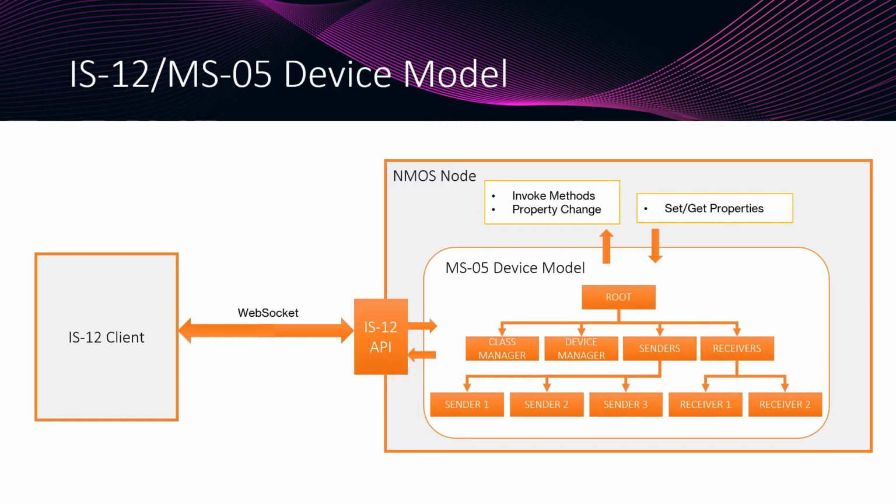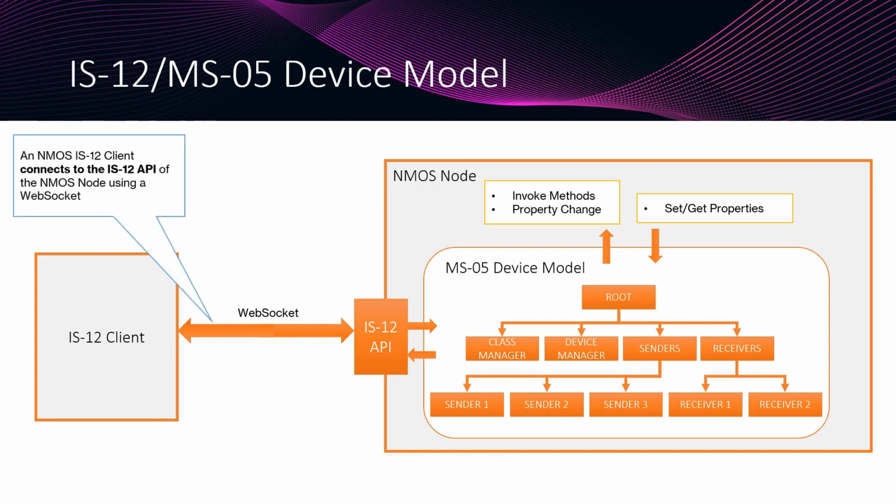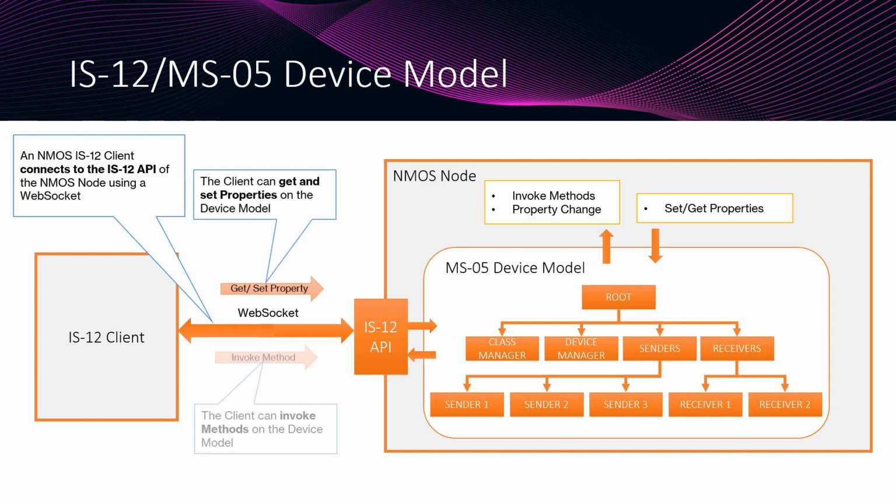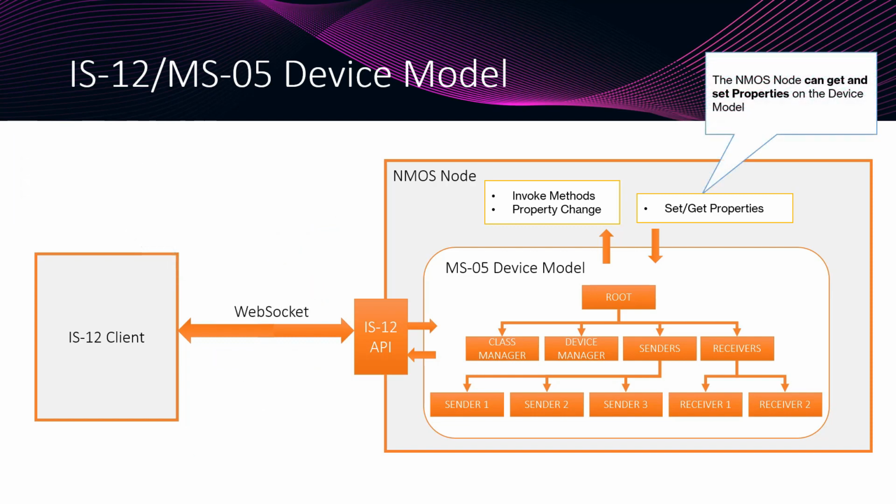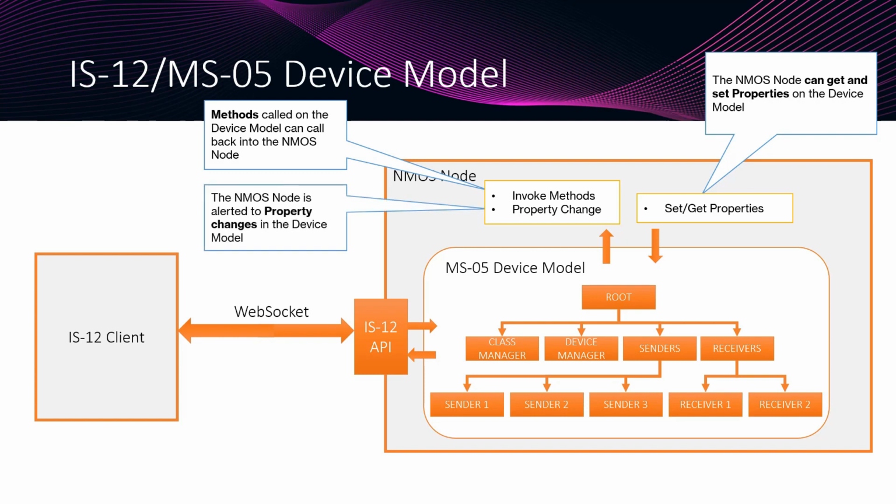Here we've illustrated an IS-12 client connected to an NMOS node via a WebSocket using the node's IS-12 API. The client can get and set properties on the device model, and it can also invoke methods exposed to the control interface by the device model. The NMOS node application code can get and set properties on the device model. Methods called by the client on the device model can call back into the NMOS node application code so that those methods can be performed by the node. Similarly, if any property value changes on the device model, these changes are reported via a callback to the node application code.